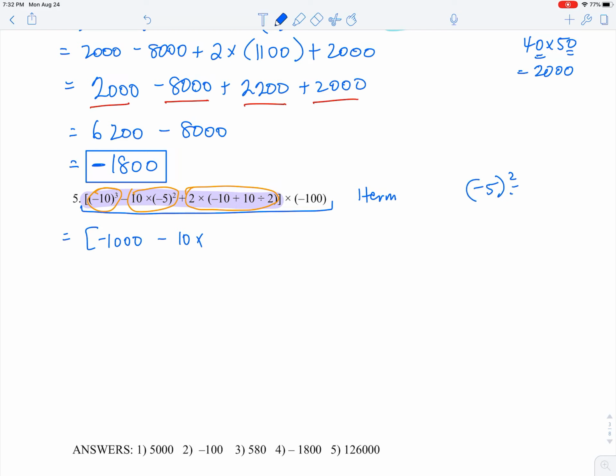Minus 10 times minus 5 squared. Minus 5 squared equals minus 5 times minus 5, which is positive 25. So 10 times 25 plus 2 times bracket minus 10 plus, okay, so here's one of the first times we really have to be careful. Inside this round bracket, I've got minus 10 plus 10 divided by 2. I must do multiplication first. So I've got to leave that minus 10, and it's going to be plus 10 divided by 2, which is 5.